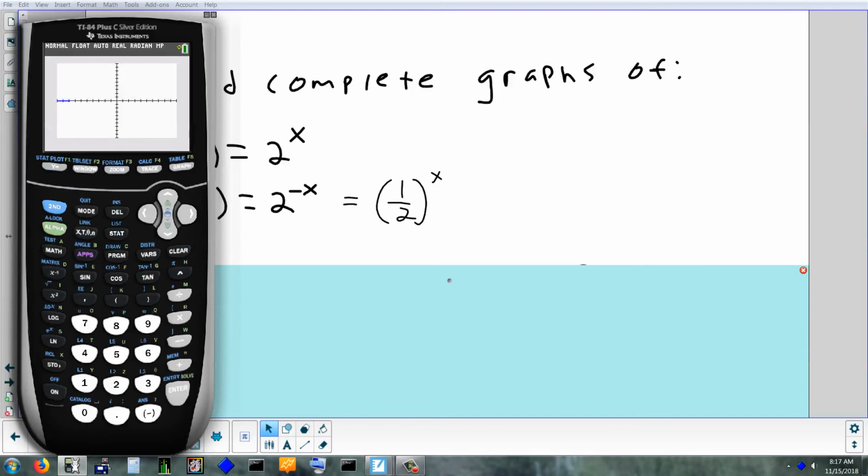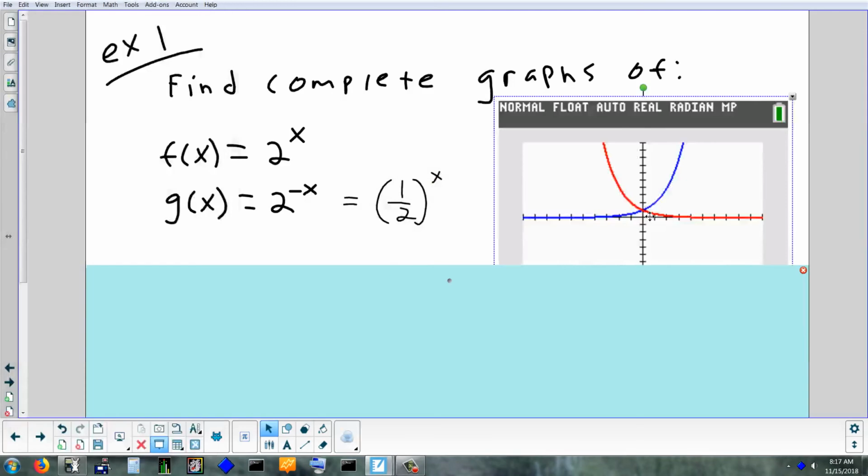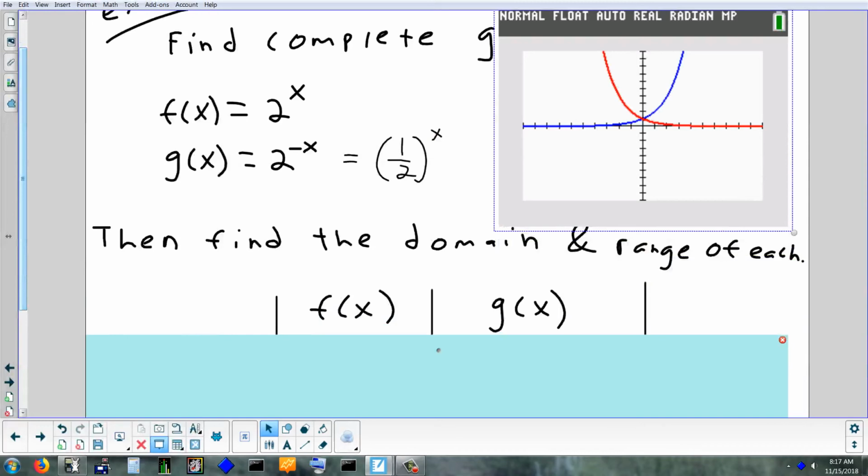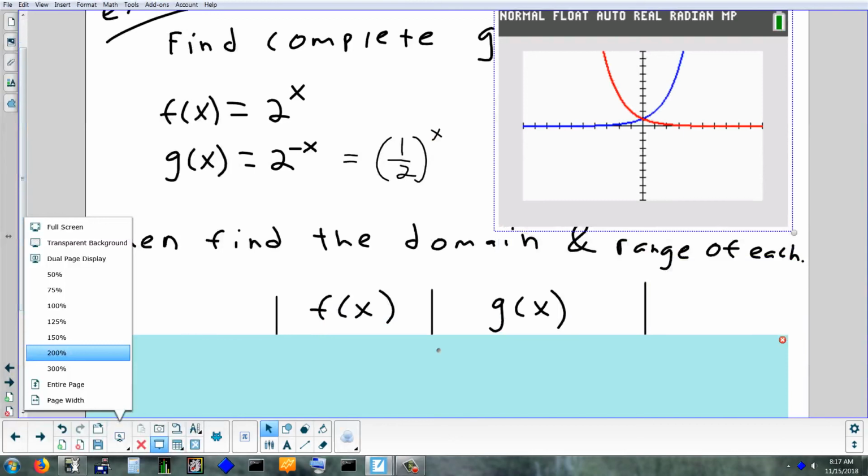So there's 2 to the x. That's starting off very slow, and then curves up. Now look at 1/2 to the x. It curves down, and it flattens out. It's basically a mirror image. Okay? If you flip the blue curve and the red curve on the y-axis, they're mirror images. Okay, so let's just kind of describe what's happening here. So let's look at the domain and range of the one in blue and then the one in red.